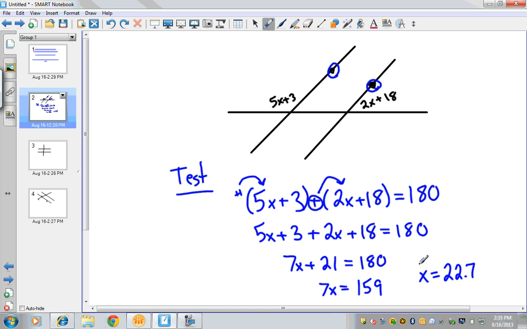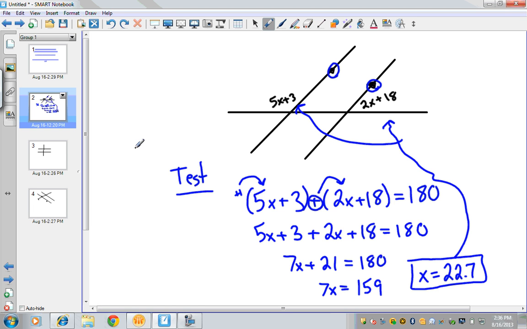Now, in order to check, I'm going to take this information and plug it back into x here and plug it back into x here. If these two numbers add up to 180, I am correct, and I'll move on to the next problem. And it does, so I know it's right, so I'm going to move on.